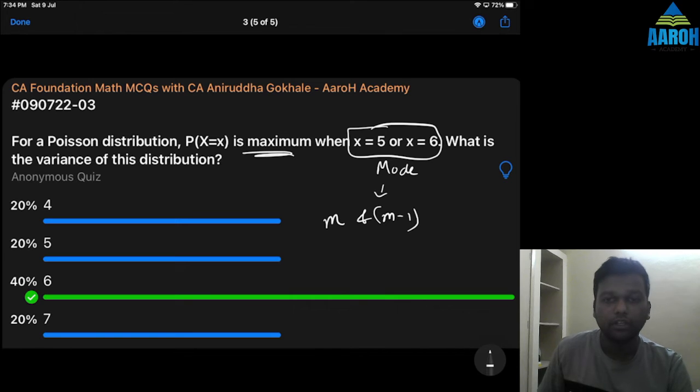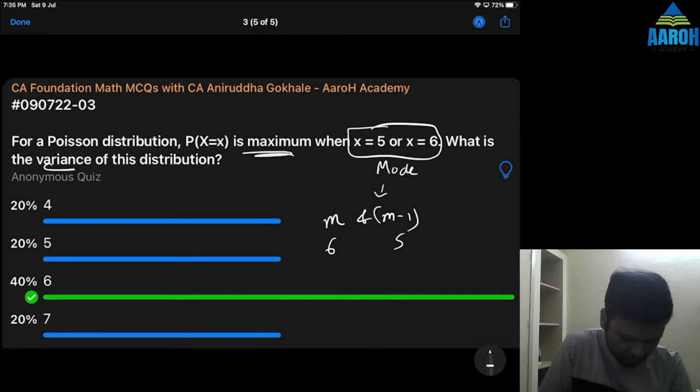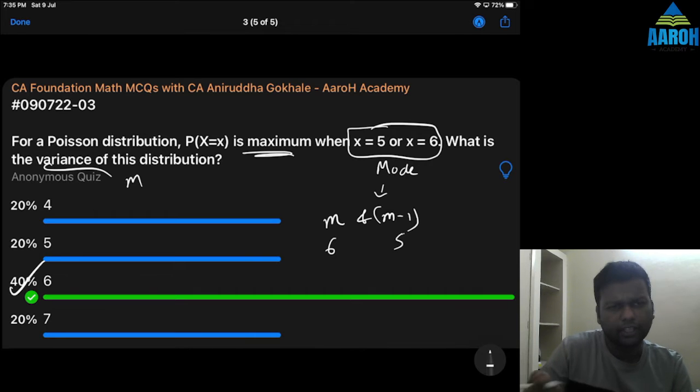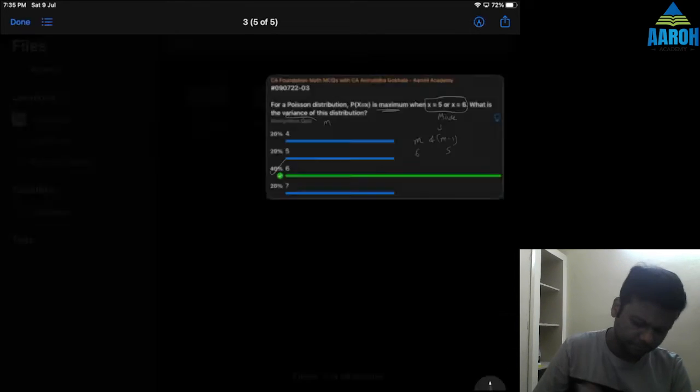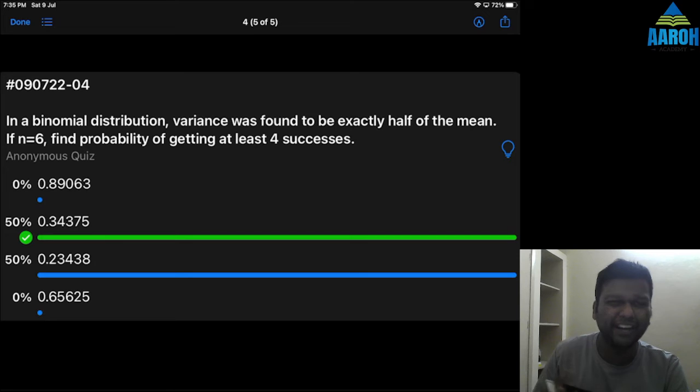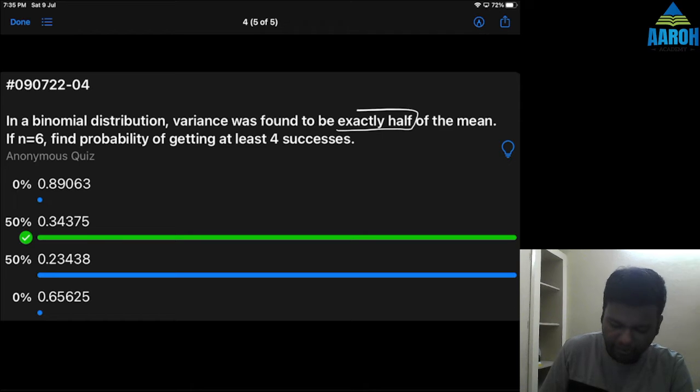Both are modes. So obviously m minus 1 is 5, m is 6. So variance is also m. 6 is the correct answer for question 3. Okay. This was a bit tricky.